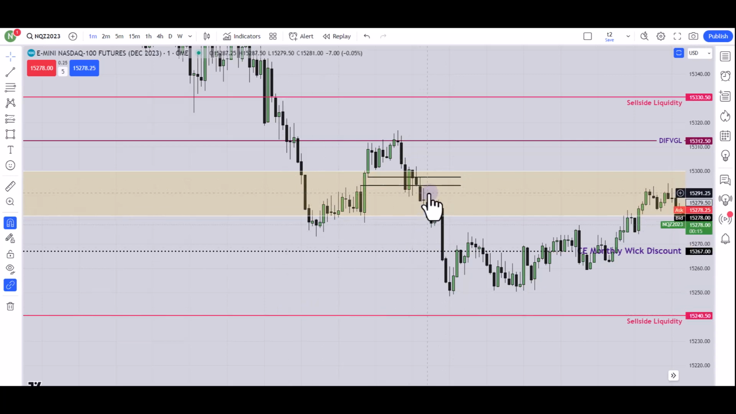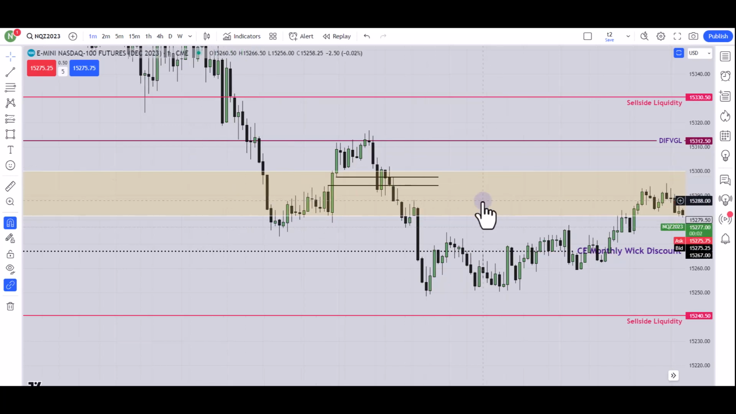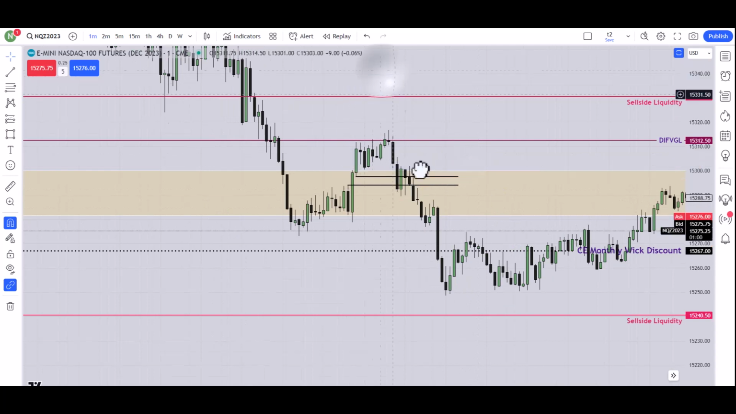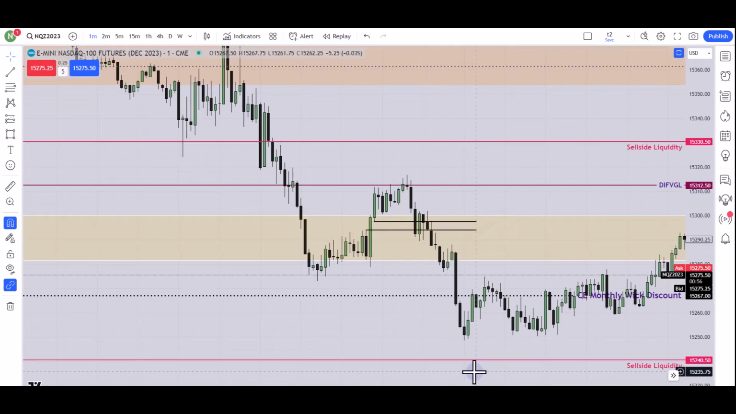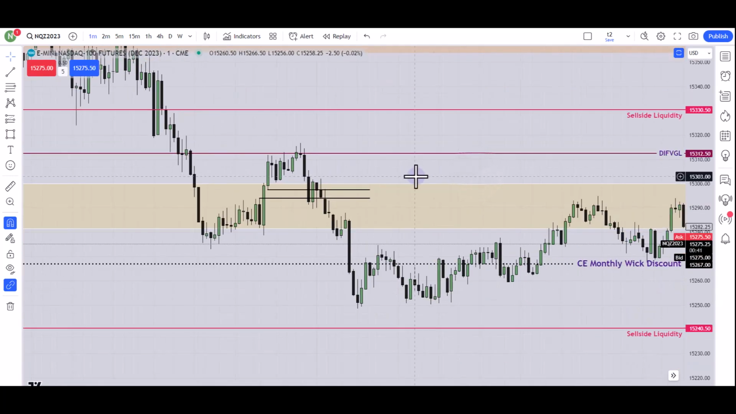So I wasn't able to take that sell as well, though it was on the consequent encroachment of this daily volume imbalance. But after watching all of this price action over here, I wasn't sure that market would actually go lower. If it touched this IFVG, then I could take a short. So that's all for the Nasdaq.